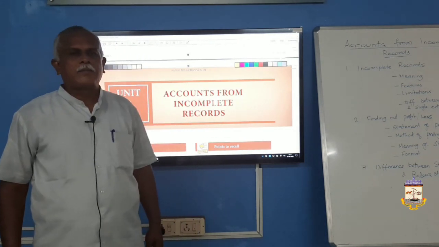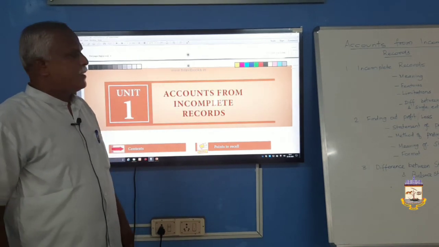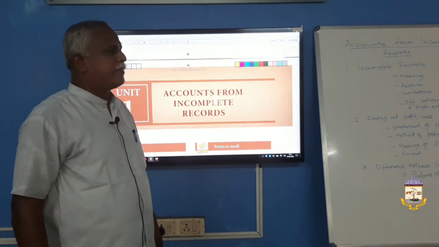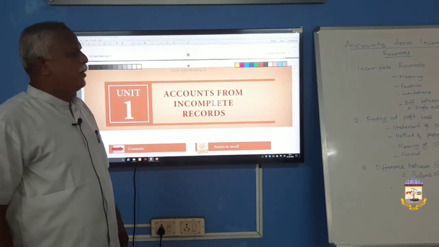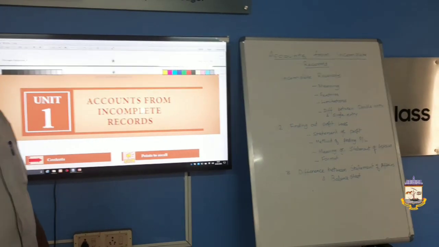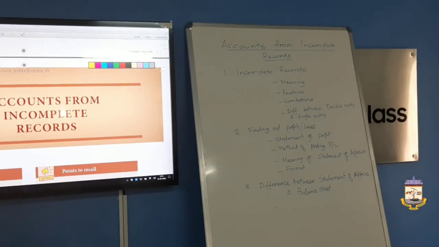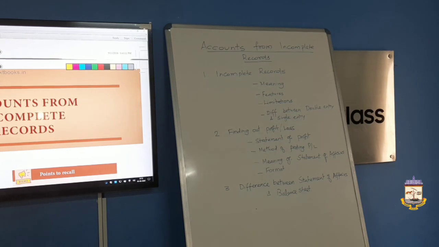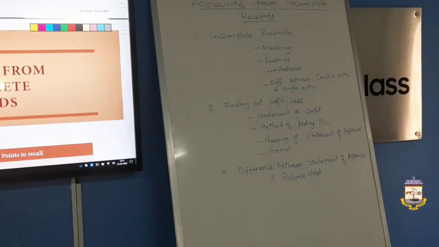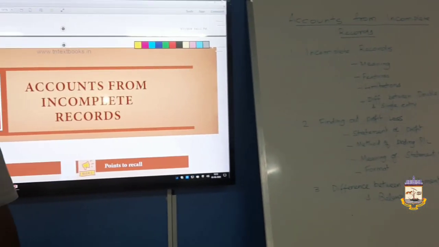In this chapter we are going to learn about what is incomplete records, meaning, features, its limitations, how it differs from double entry. Then we are going to find out profit and loss under these incomplete books through statement of profit. Then the meaning of statement of affairs, then its format. Last, we are going to see the difference between statement of affairs and balance sheet. This is what we are going to see today.